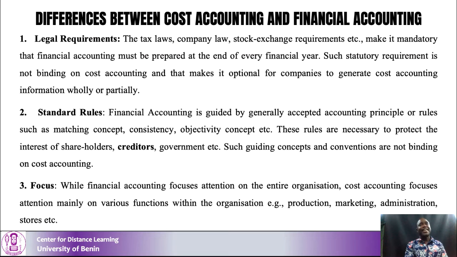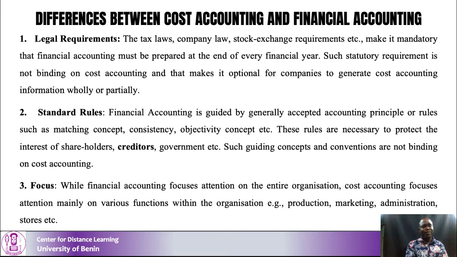Another area of difference is the standard rules. Financial accounting is guided by generally accepted accounting principles or laws. There are very many in financial accounting. We have concepts such as the money measurement concept, the consistency concept, the objectivity concept, and so on and so forth. But in cost accounting, there is no such standard guiding the preparation of cost accounting information.